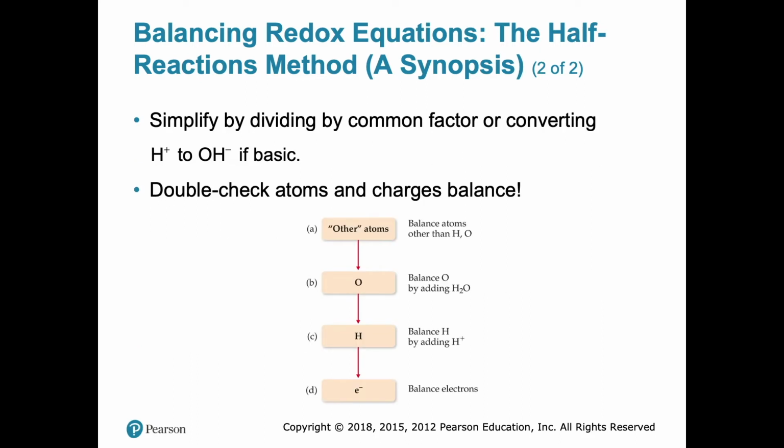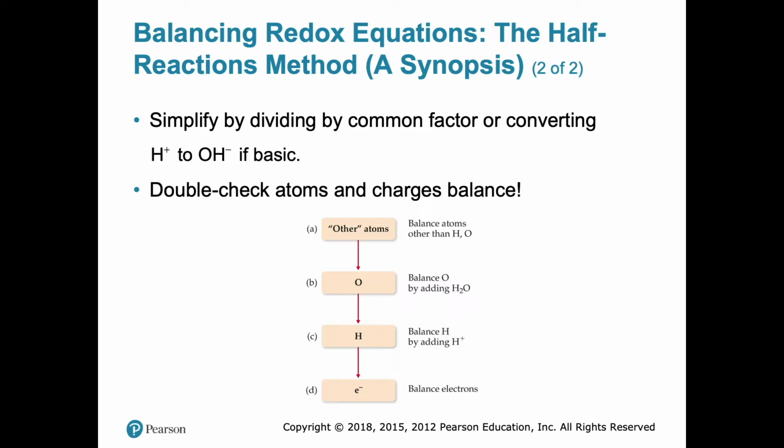Then you simplify. This is if you have a base: you simplify the reaction by dividing by the common factor and canceling out any waters that came from adding protons to hydroxides. The thing that's confusing about this is that when you do a redox reaction in acidic conditions, all you really have to use is waters, protons and electrons, okay? But if you're doing it in a basic solution, you've got to use all those 3 things plus hydroxides, right?